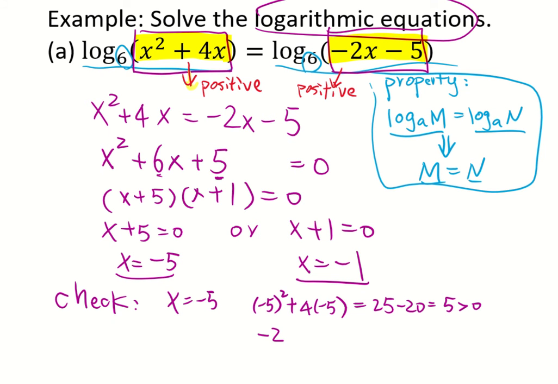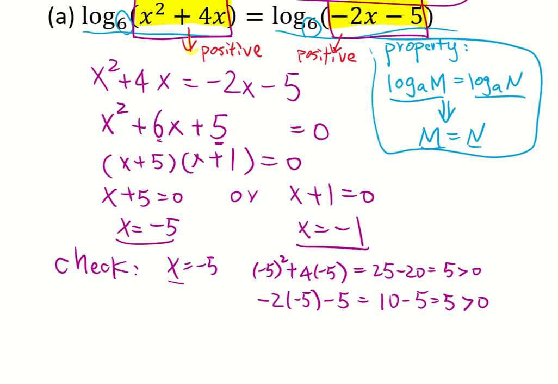Negative 2 times negative 5 minus 5. Is it positive? Let's see. This is 10 minus 5, which is also 5. It is also positive. Since negative 5 is making both arguments positive, that means negative 5 is a solution. So I'm going to mark it here. Okay, negative 5 is a solution.